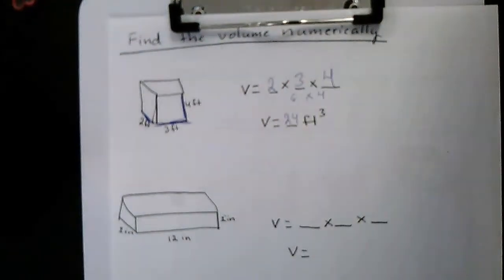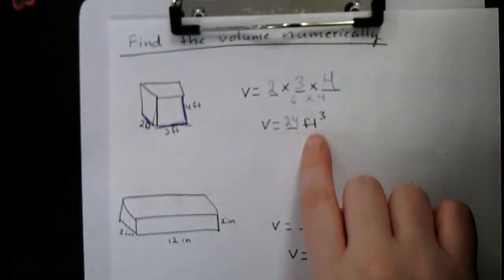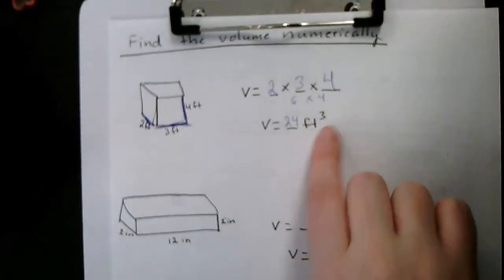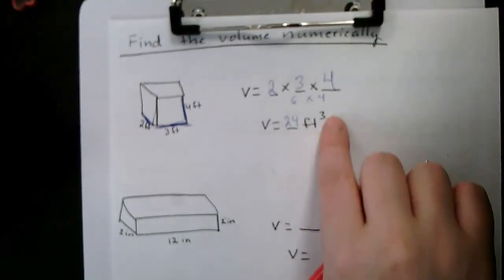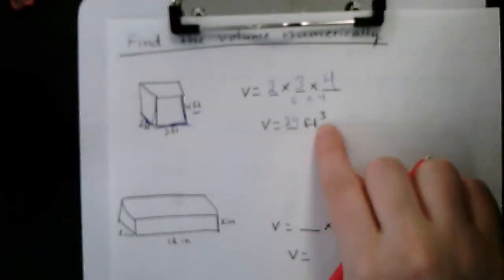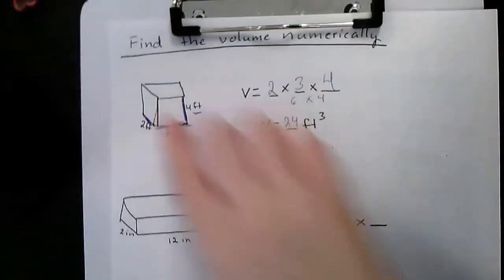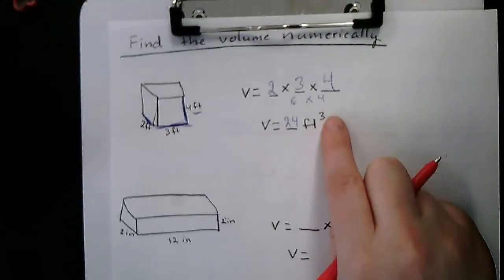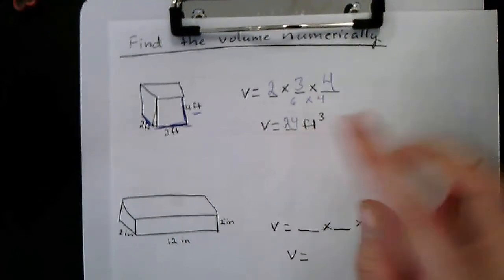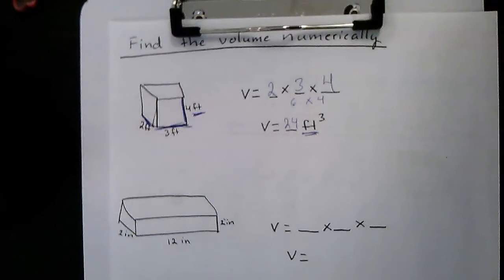And the only thing that's different from this problem is that my units are now changed up a little bit. So instead of having those units cubed, I now have feet cubed. And what that means is that I started with feet, and the volume of this means that I have 24 feet inside of this shape. So that is why it's cubed. So 24 feet cubed. So you want to make sure that the units here match up with the units that you started with. So let's move on to this next shape.